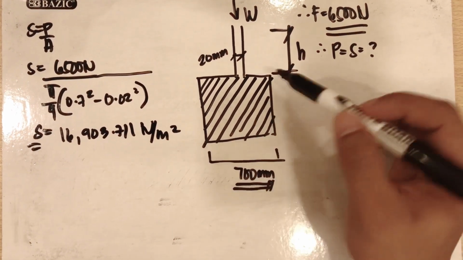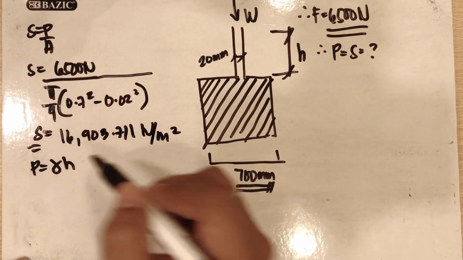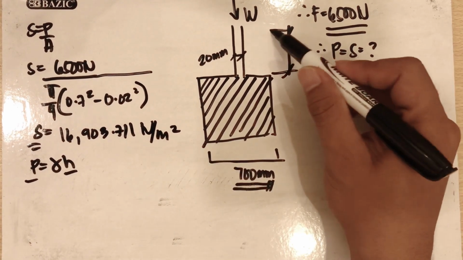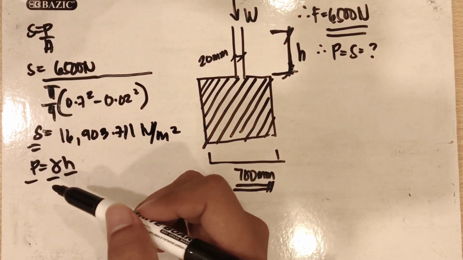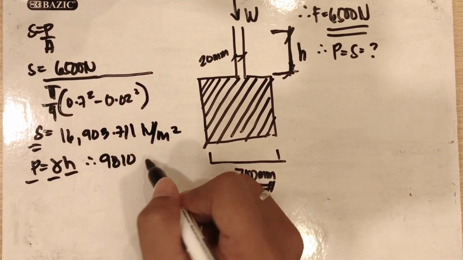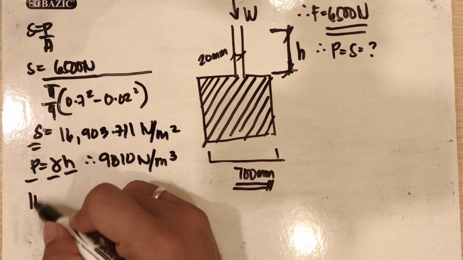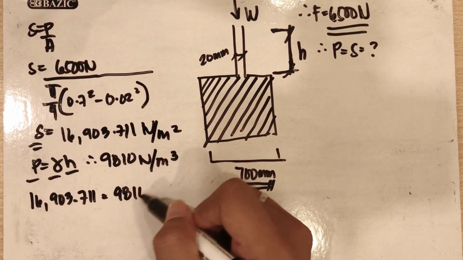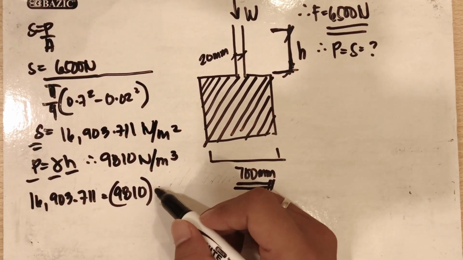Then next, since we now have the pressure, we all know that P is equivalent to gamma H. Where P is the pressure, and H is this height attached to the top of the drum, and the unit weight is always given. For water, the unit weight is 9810 newton per cubic meter. So for the stress, we just input 16,903.711 equivalent to gamma, 9810. We no longer need the specific gravity since the specific gravity of water is 1, times the height.